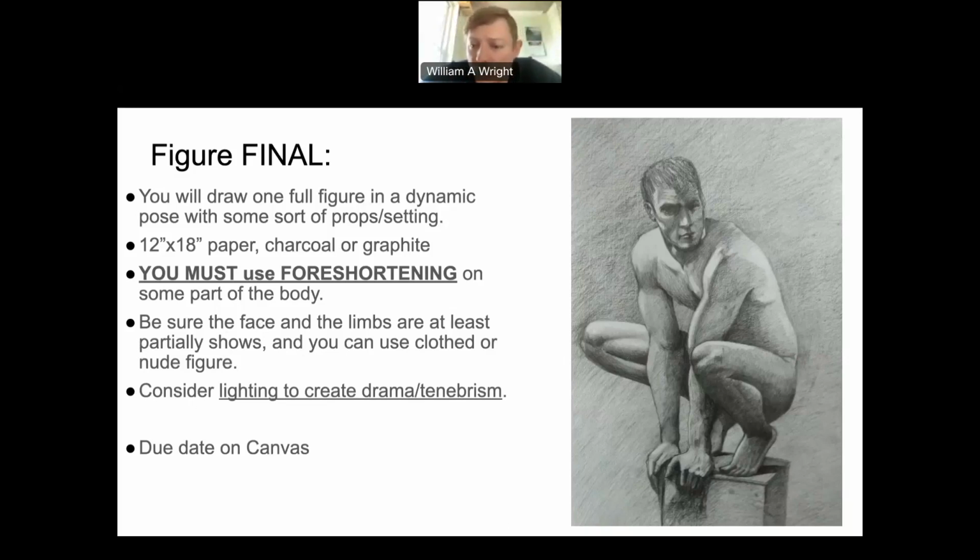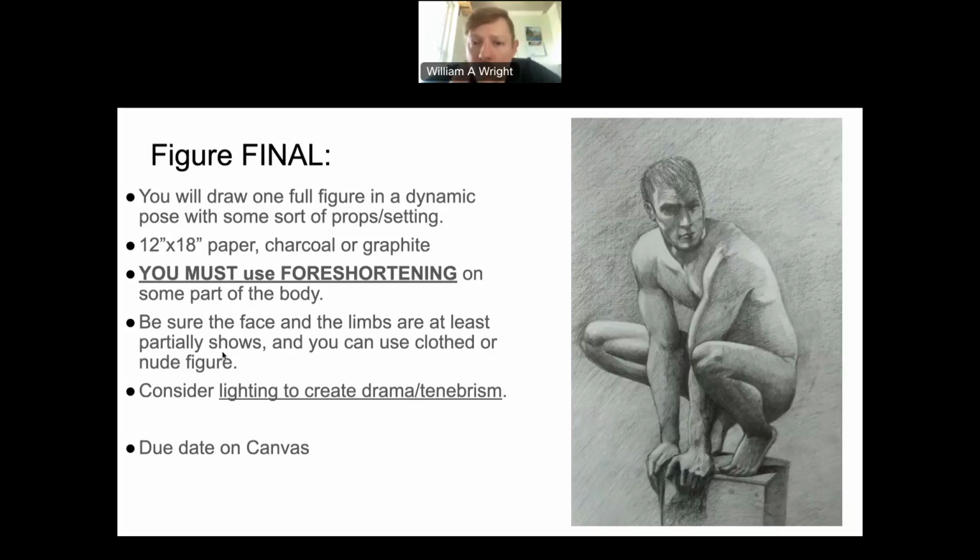Looking at this pose here on the right, you can see that the knee of the right leg is pointed towards us. That kind of foreshortening is what I want you to at least have. It can be more dramatic. The arm can be pointed at us. They could be leaning towards us. I want the face and the limbs to be at least partially shown.